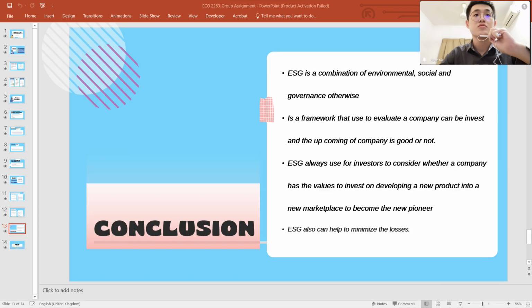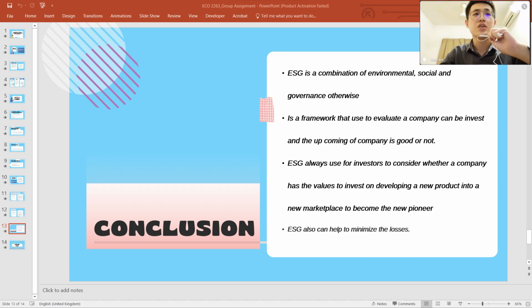Thank you. So now I will do a short conclusion. As I said at first, ESG stands for environment, social, and governance. ESG is also a framework used to determine whether a company can be invested in or not, or whether the future of the company is good or not.